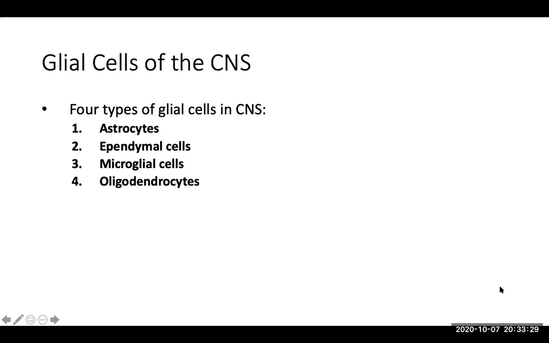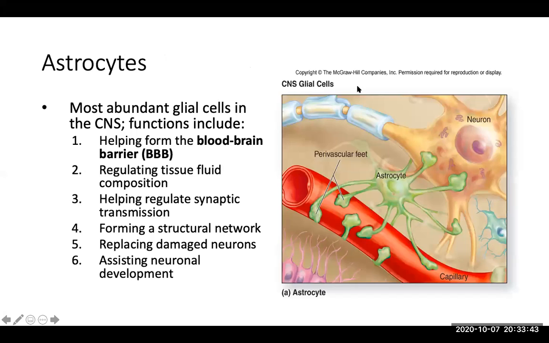These are the four types of glial cells in your central nervous system. You should be very familiar with all four: astrocytes, ependymal cells, microglial cells, and oligodendrocytes. And again, these four are just located in your CNS, so your brain and spinal cord.